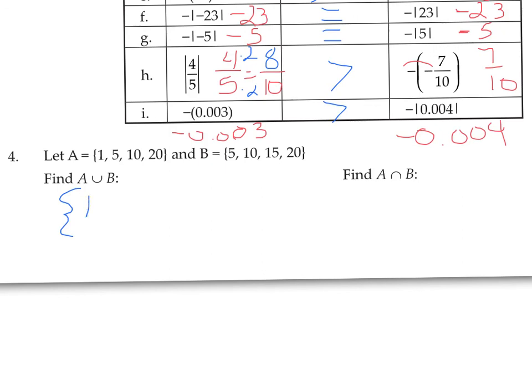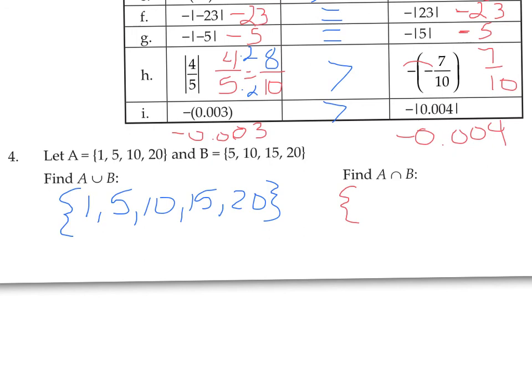I'm going to start with 1, 5, 10, 15, 20. And when we do a union, we have to check to make sure that all of the elements of each set get in. And they did. So there's our union. This one says A, and there's the symbol for intersection B. So this is asking us what do they have in common. So we're looking for which elements appear in both sets.